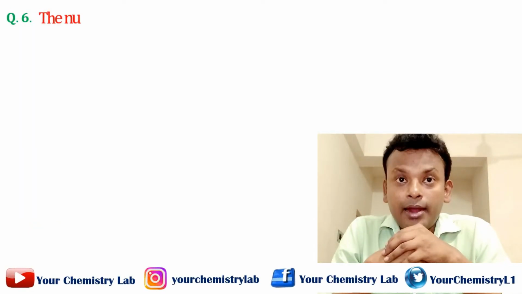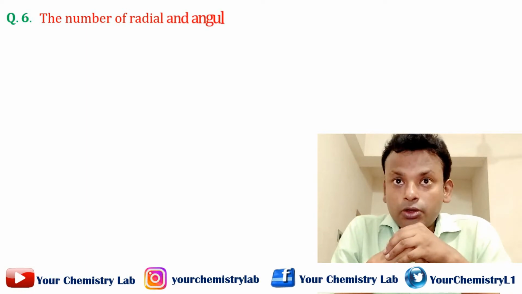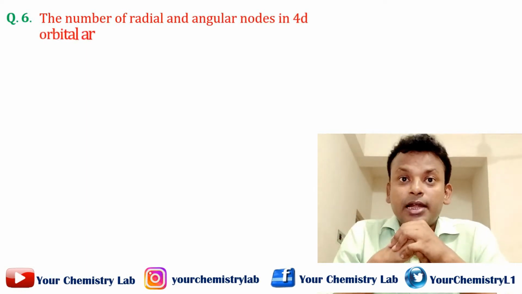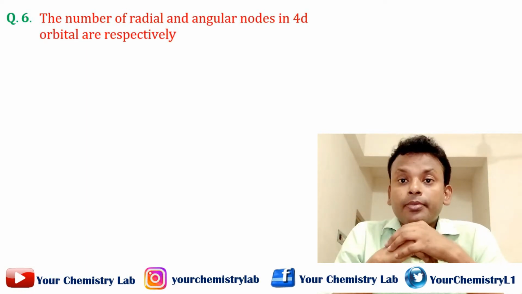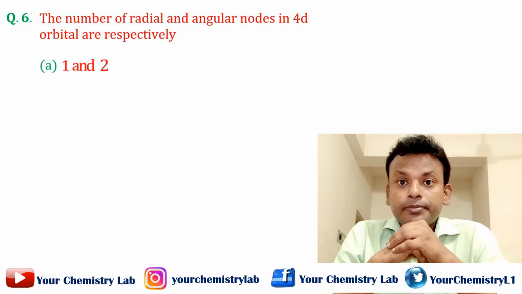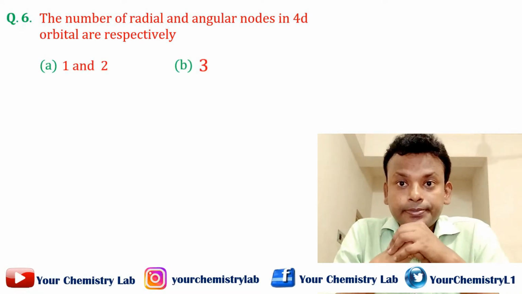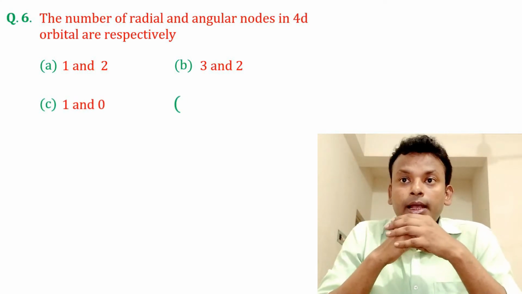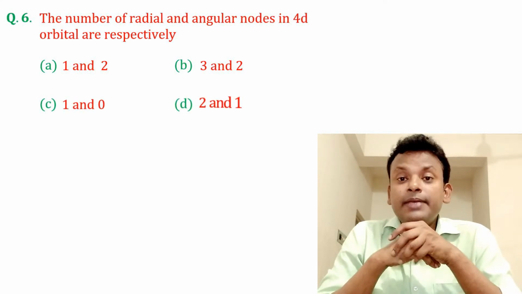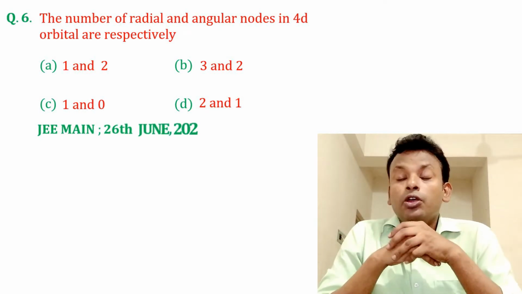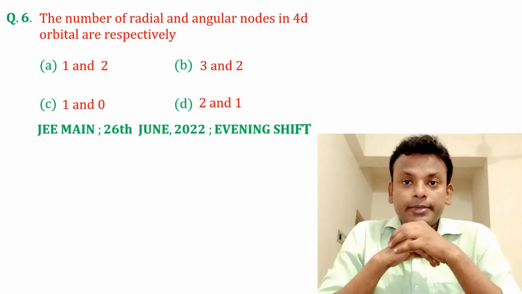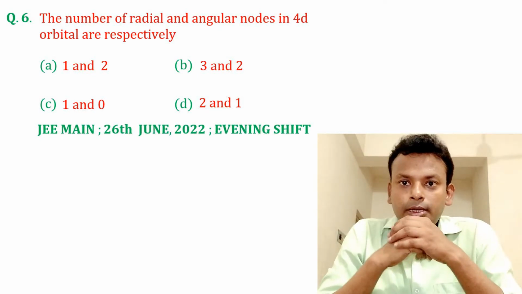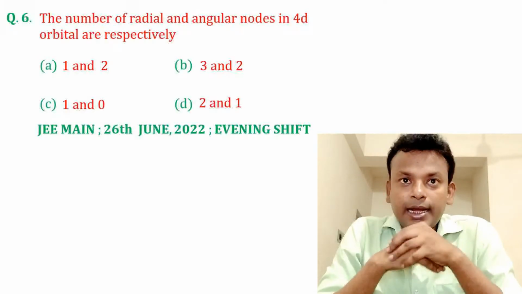Question 6. The number of radial and angular nodes in 4d orbitals are respectively. Option A, option B, option C, and option D. This question was set in JEE Main 26th June 2022 evening shift. Answer: option A is correct.